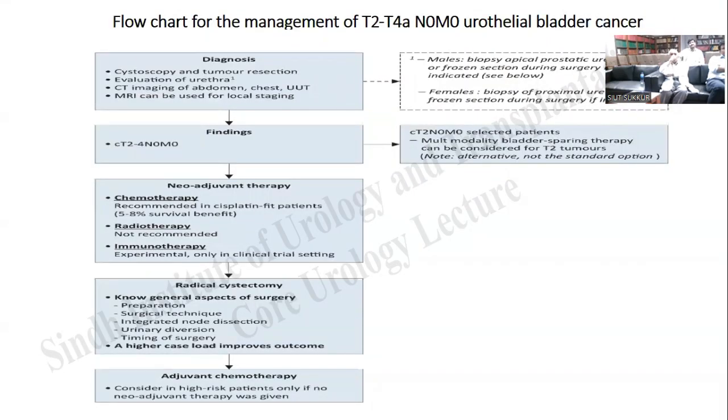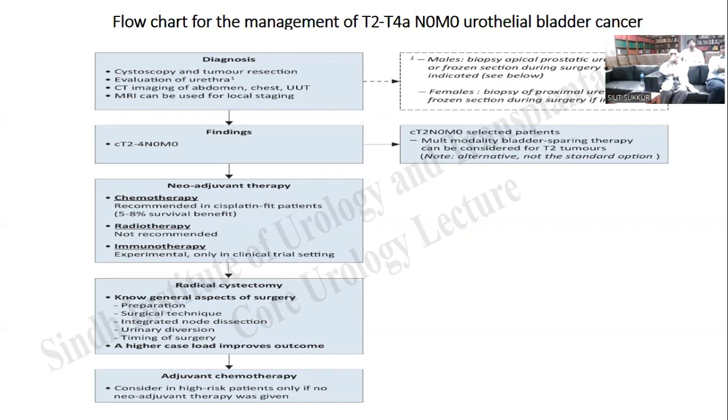This is the flow chart. Diagnosis is mainly based on cystoscopy and transurethral tumor resection, which is the gold standard for diagnosis. Then evaluation of the urethra and CT imaging of the abdomen, chest, and upper urinary tract. MRI can be used for local staging, for findings when it is T2 to T4 with no regional or distant metastasis.